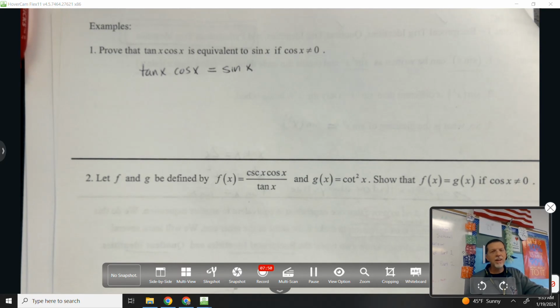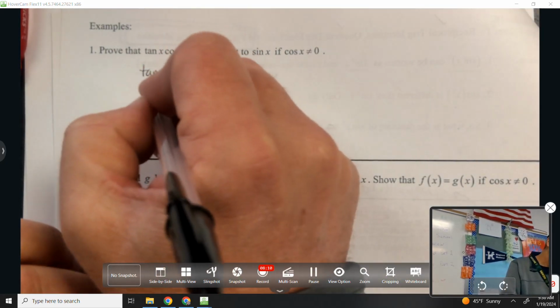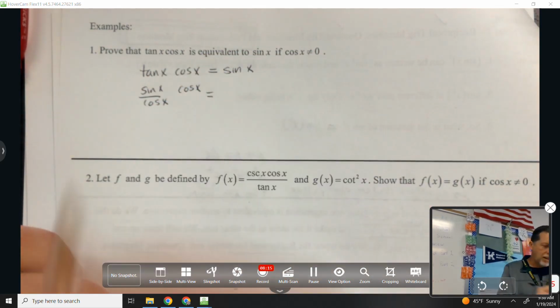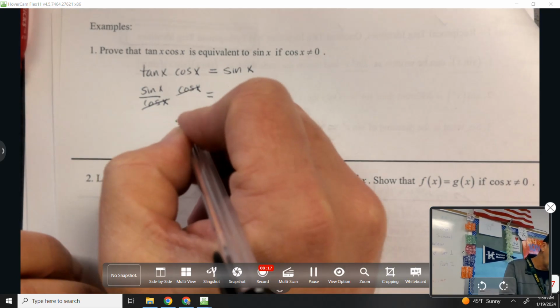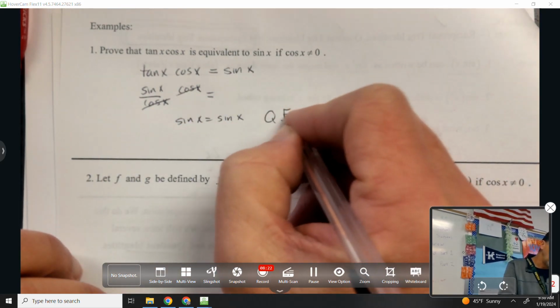Some of you probably look at it already and you're like, yeah, I know how that works. But proofs are proving that you know how to get there. So what could I replace something with? Tangent is the same as sine over cosine. So if I replace tangent with sine over cosine, then the cosines cancel. And I get sine of x equals sine of x. QED, look at me go.